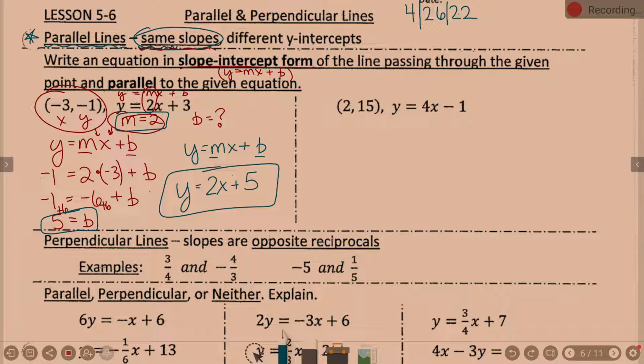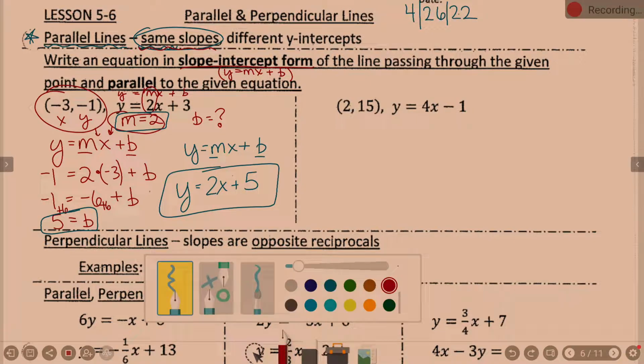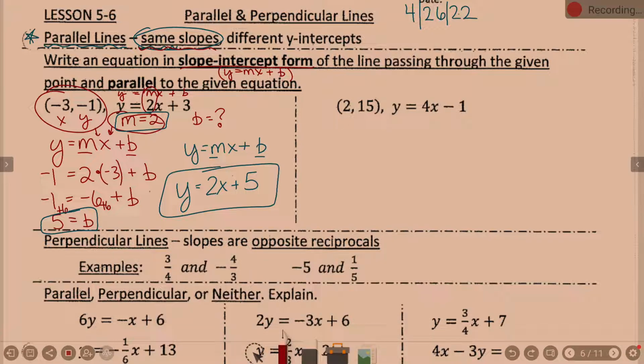Okay, let's repeat the process. Make sure we know what we're doing. Ordered pair (2, 15). What do we know about an ordered pair? Y equals mx plus b. Well, I'll get there in a moment, but okay. Slope intercept is y equals mx plus b. And in an ordered pair, we have X and Y. xy, correct?